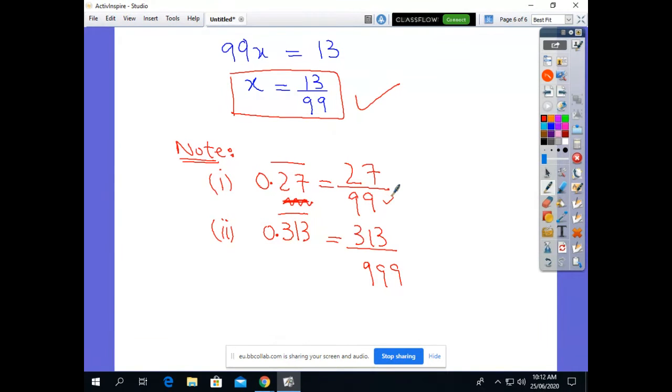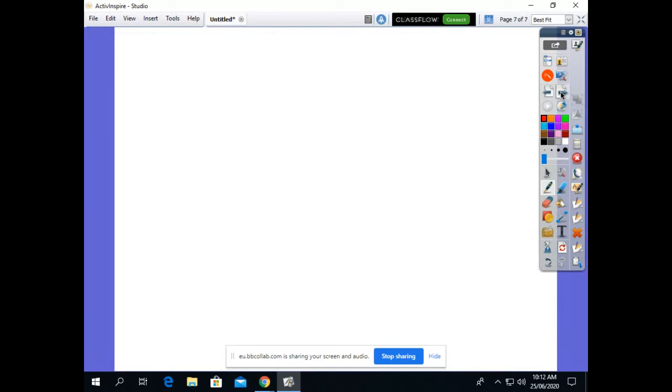We move on to the next exercise, or next introduction of exercise 2.1: properties of real numbers. What are the properties of real numbers? Here we study the properties of real numbers, the addition property and the multiplication property.